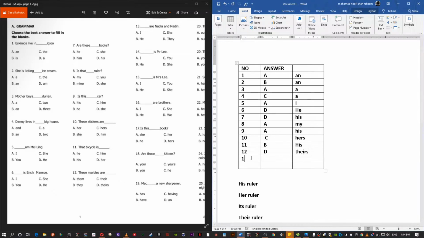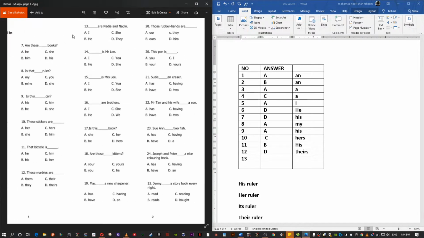Okay, number 13. Let's go to this side now. Okay, Nadia and Nadine. So, the clue is R. The clue is Nadia and Nadine. So I are salah, he are salah, she are salah, they are betul. So 13, kenapa they are betul? Sebab ni kita pakai untuk ramai. Okay, so they lah, 13 is they. And ada kat sini Nadia and Nadine, dua orang. So mesti lah they.